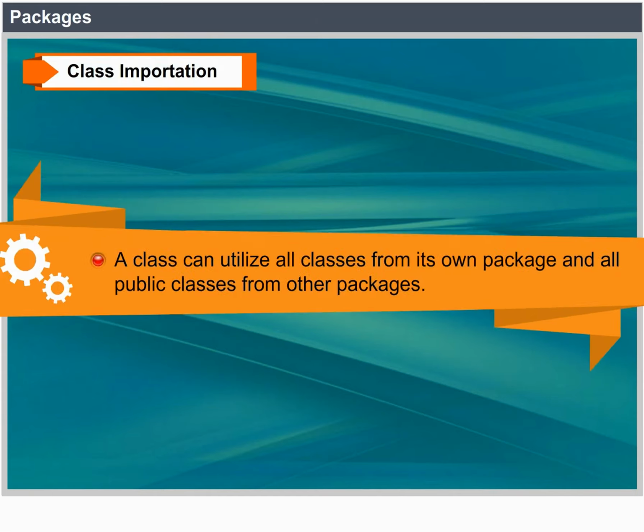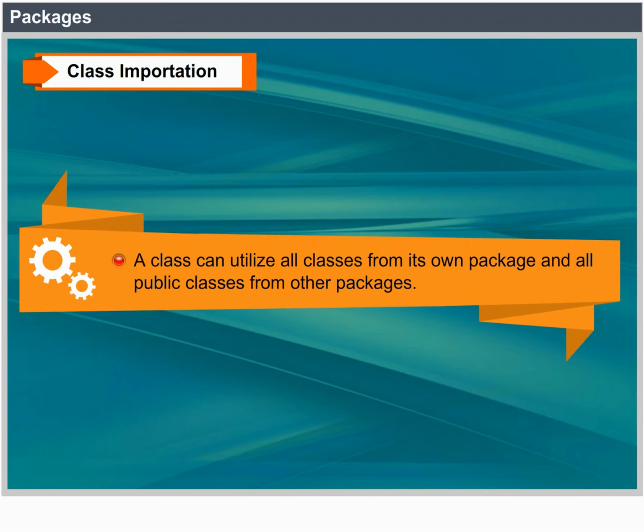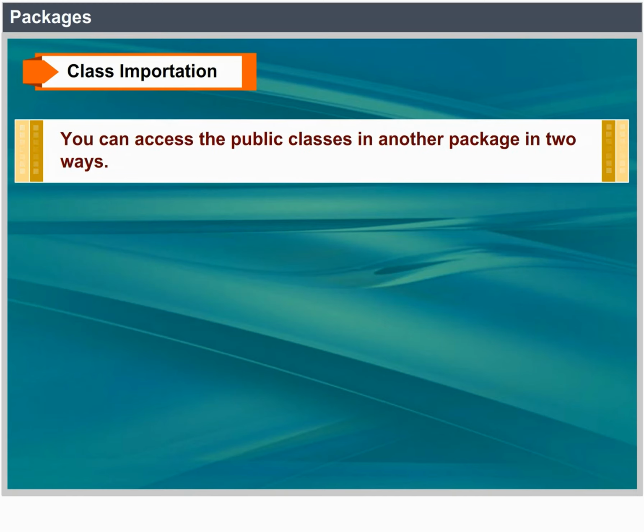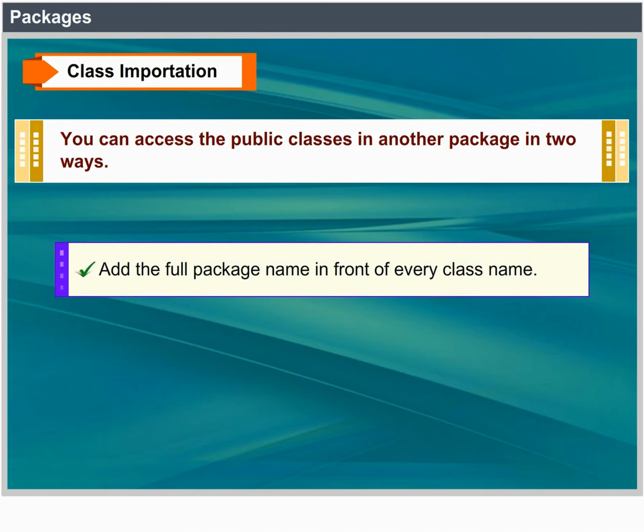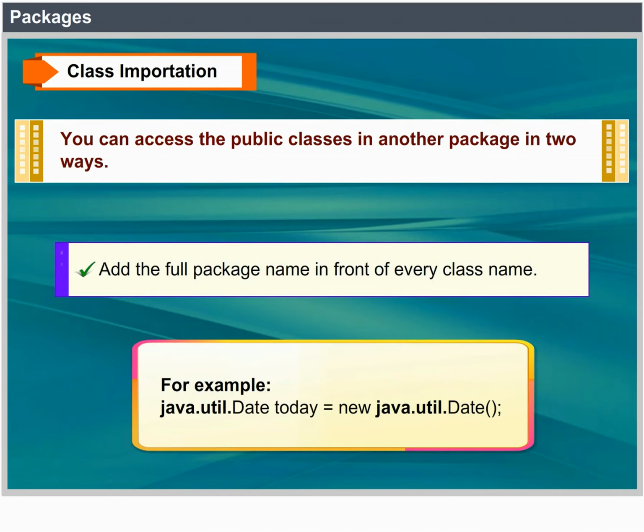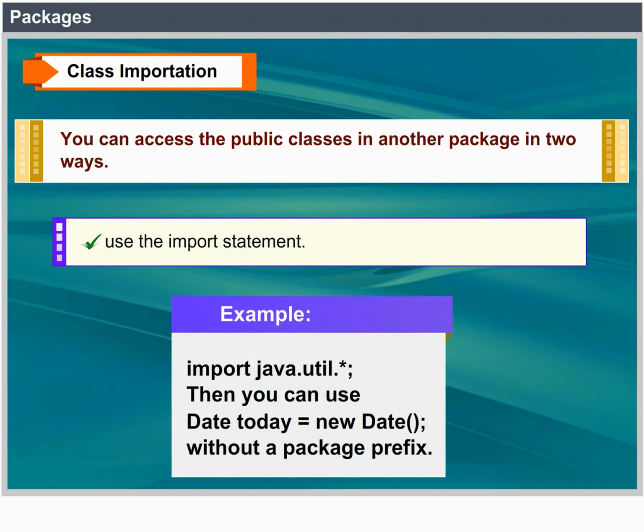Class importation. A class can use all classes from its own package and all public classes from other packages. You can access the public classes in another package in two ways. Add the full package name in front of every class name. For example, java.util.Date today = new java.util.Date(); Or use the import statement.